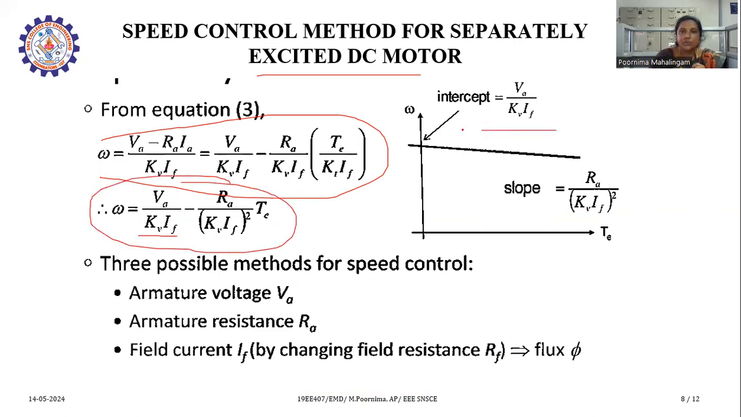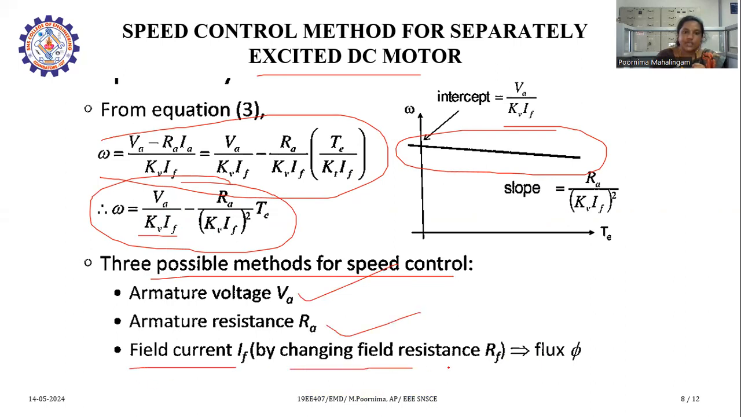Here, what is the slope? The speed decreases. There are three possible methods for speed control: the armature voltage method, the armature resistance method, and the field current method. We can vary the armature voltage, the armature resistance, and the field current by changing the field resistance. This is the flux.